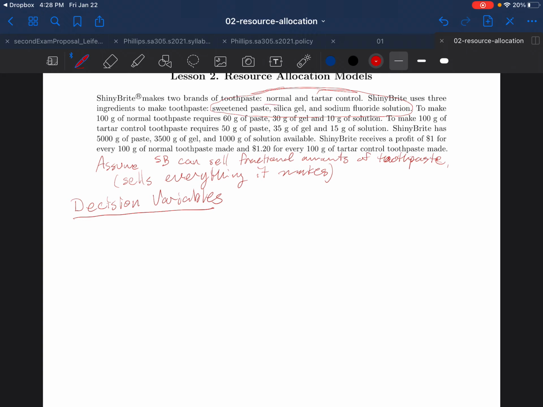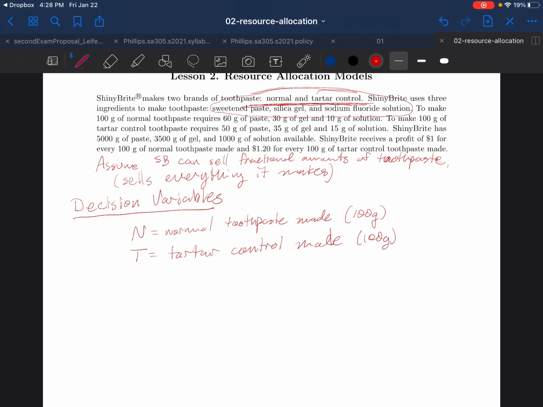Because these are the products, these are indeed the things we're going to use as our decision variables. So I'm going to label them N, equaling normal toothpaste made in 100 gram quantities, and T, equal to tartar control made in 100 gram quantities.